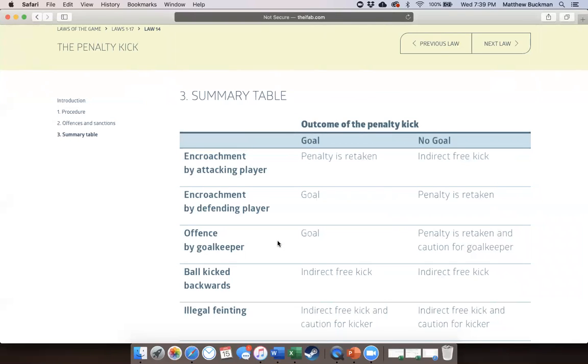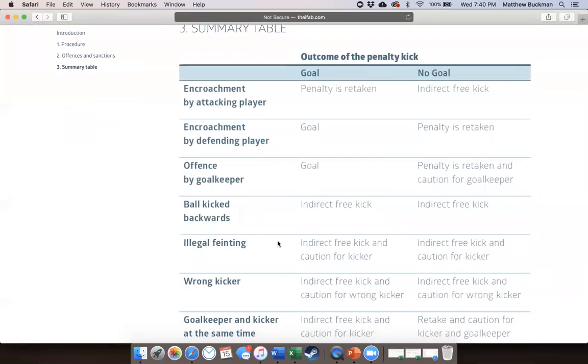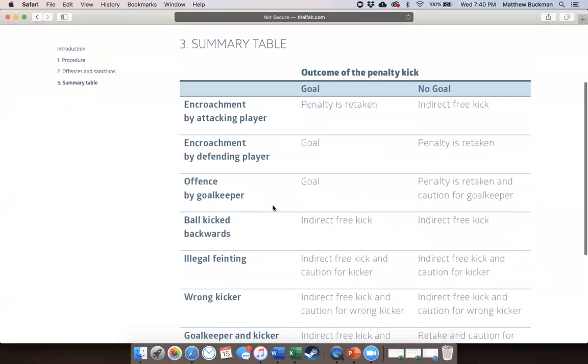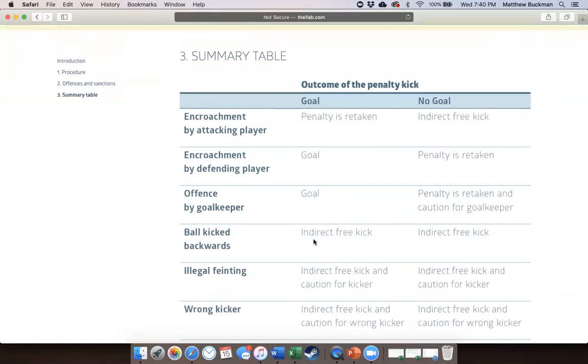So again, offense by the goalkeeper. If the goal is scored, we don't worry about it. We give them the goal. If we decide to blow the whistle because no goal has been scored, then we retake the penalty kick and we caution the goalkeeper. If the ball is kicked backwards, meaning the player who kicks the penalty kick for some reason decides to kick it backwards, no matter what happens, we have an indirect free kick. So if they put the ball into play and it goes backwards from the penalty kick, blow the whistle right away, indirect free kick for the defense. Pretty straightforward.